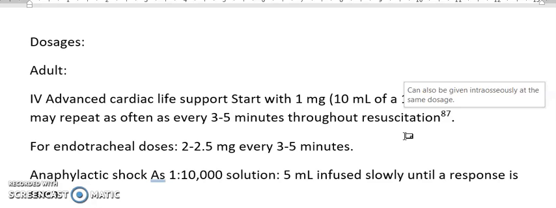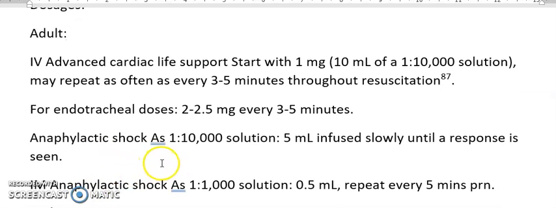And in anaphylactic shock, as a 1 to 10,000 solution, we give 5 mils infused slowly until we see a response.